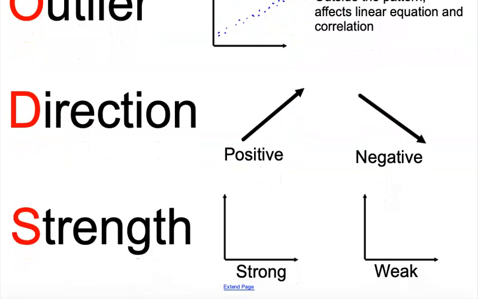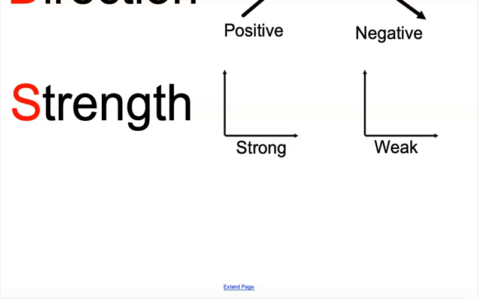Then we're going to address direction. We either have a positive direction, which just means as I look from left to right, it's going up, or we're going to have a negative direction, so as we look at it, it's going down from left to right. And then what is the strength of our relationship? A strong relationship would mean the dots are very tight and close together. A weak relationship would mean that the dots are very spread out from each other.